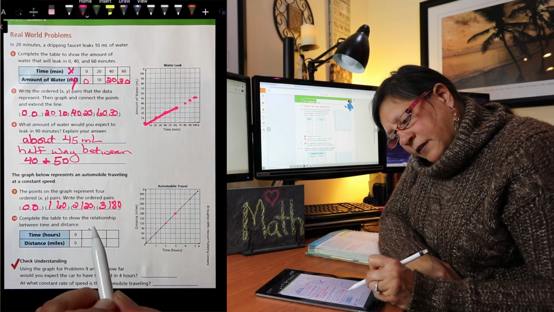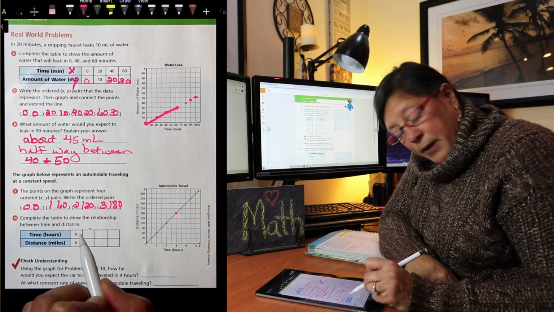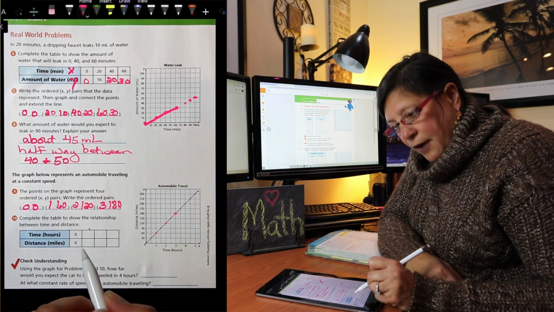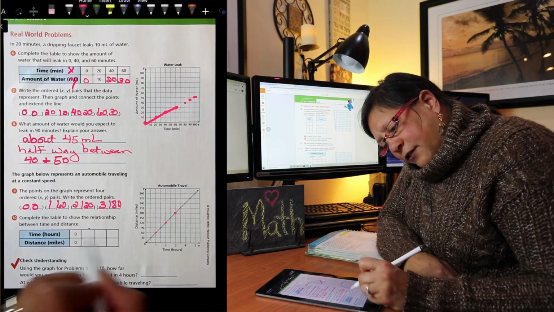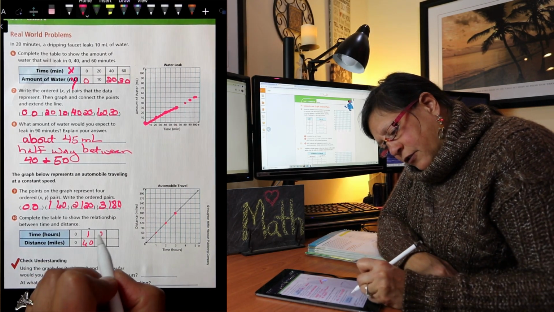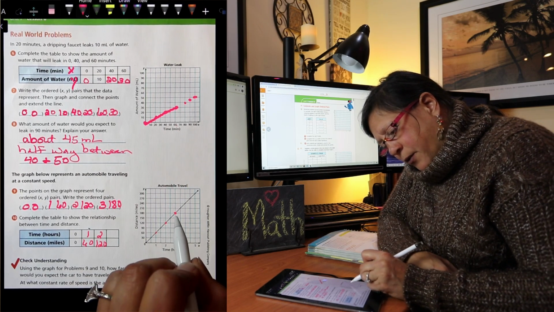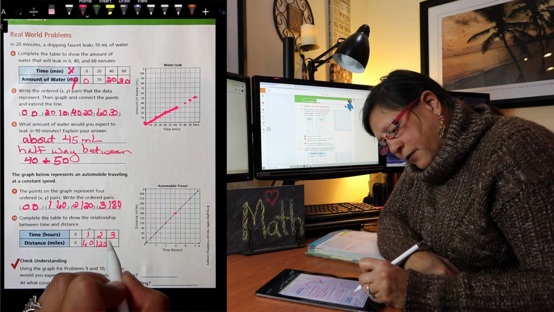Okay, complete the table. Show the relationship between time and distance. At 0 amount of hours, you have traveled 0 miles. At 1 hour, it is 60 miles. 2 hours, 120 miles. 3 hours, 180 miles.